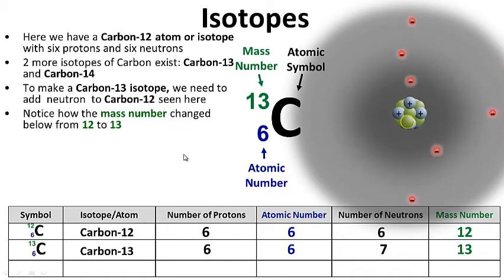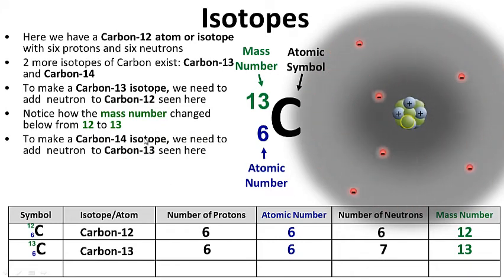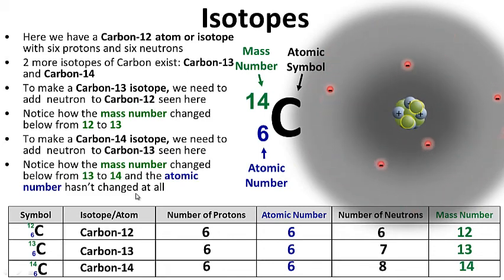So notice the mass number changed from 12 to 13 here. To make a carbon-14 isotope, we need to add another neutron to carbon-13, seen here. So let's add another neutron. Notice how the mass number changed below from 13 to 14, and the atomic number hasn't changed at all.